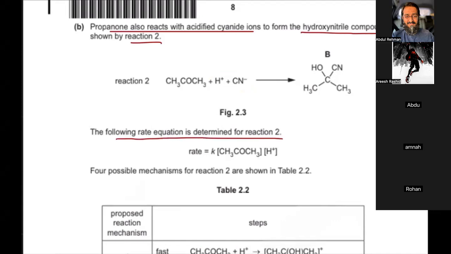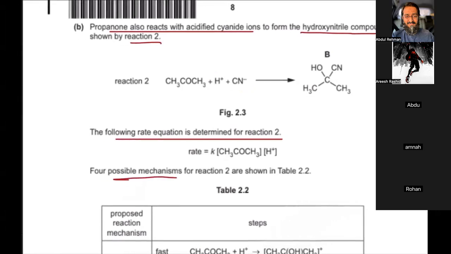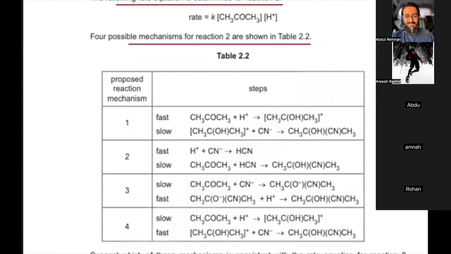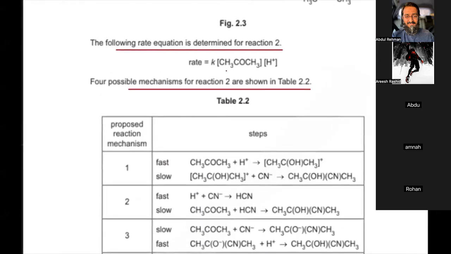Now, the following rate equation is determined for reaction 2. So four possible mechanisms for reaction 2 are shown in the table. So as these two are here, these two must be present in the slowest step, and 1 mole of each must be present in the slowest step.